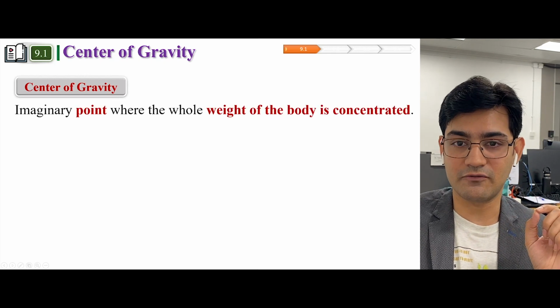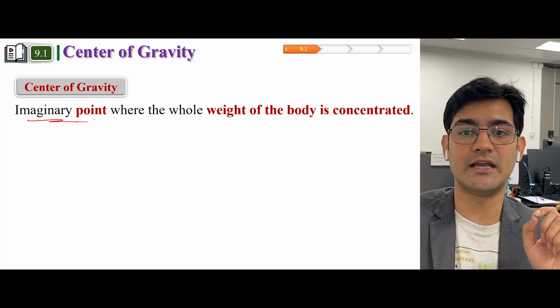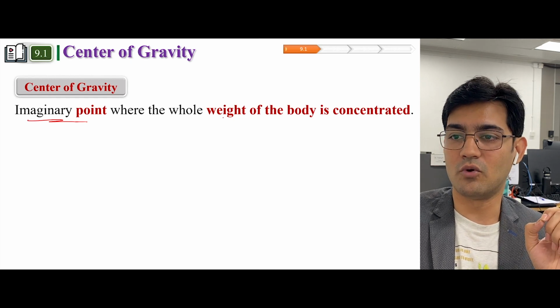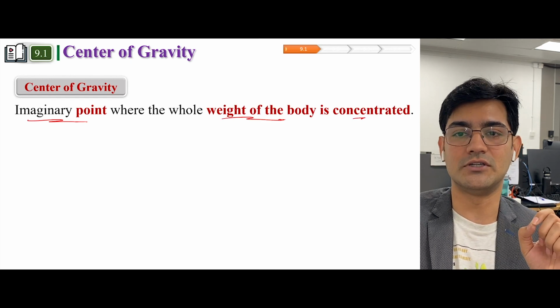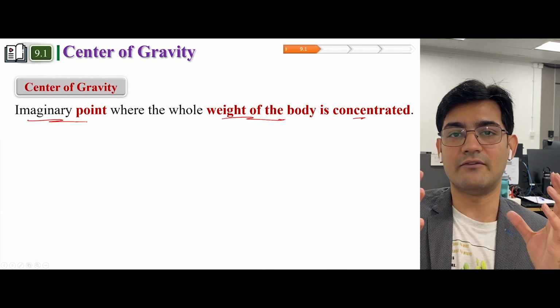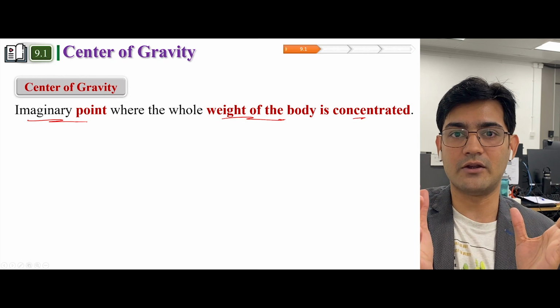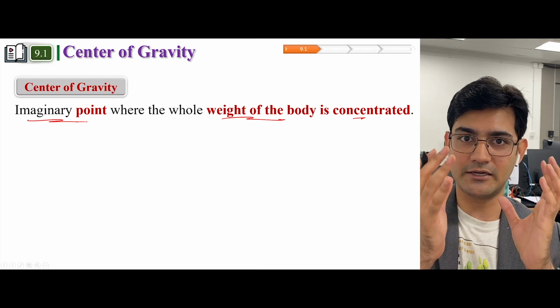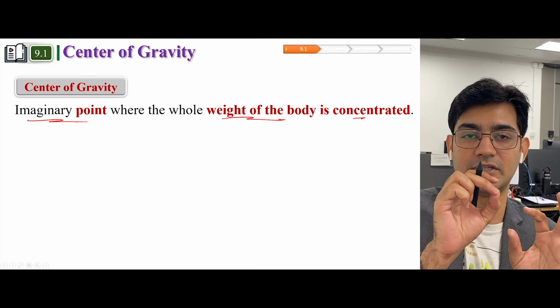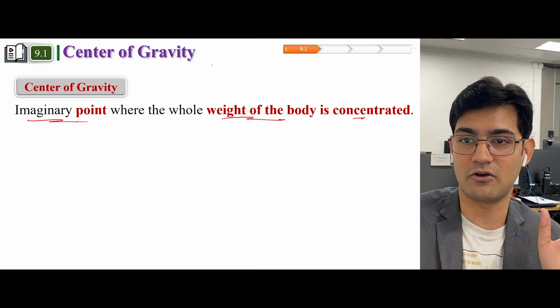Now, the center of gravity by definition is an imaginary point where the whole weight of the body is concentrated. So imagine if you have a rigid body and there is an imaginary point where the whole weight of that rigid body is concentrated, then that center point, imaginary point, would be called the center of gravity.